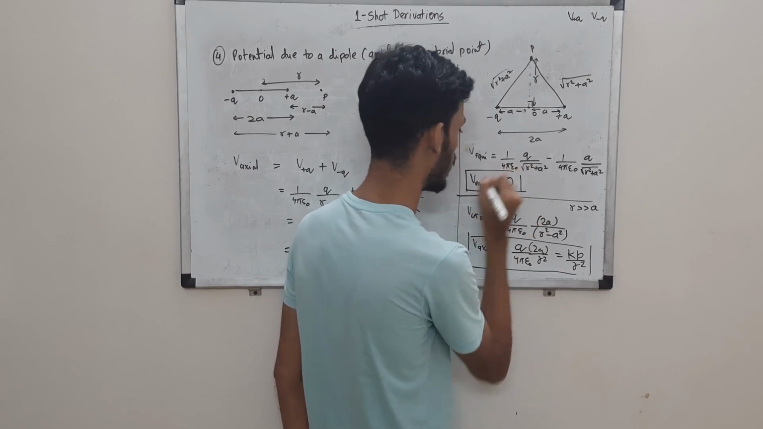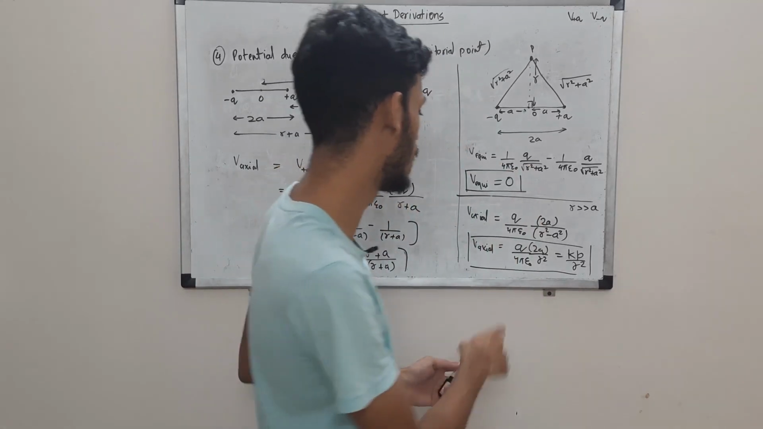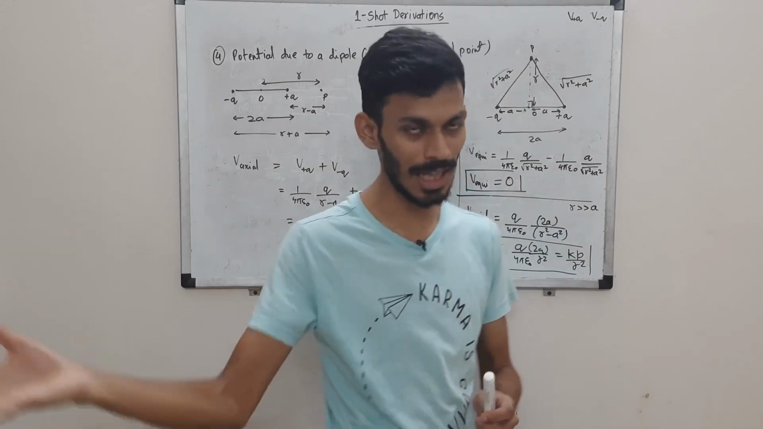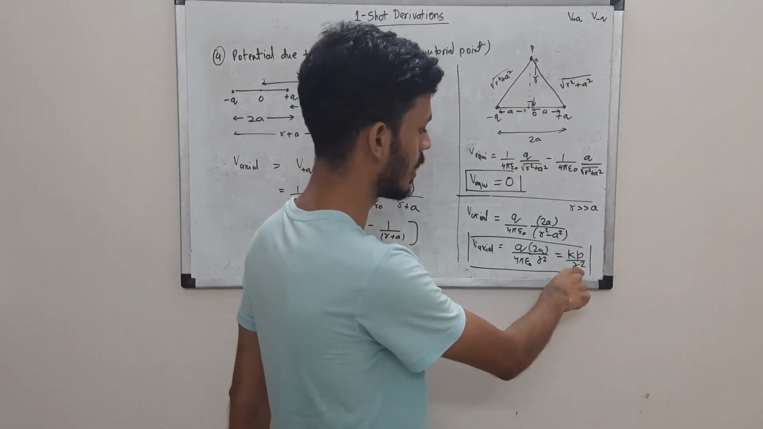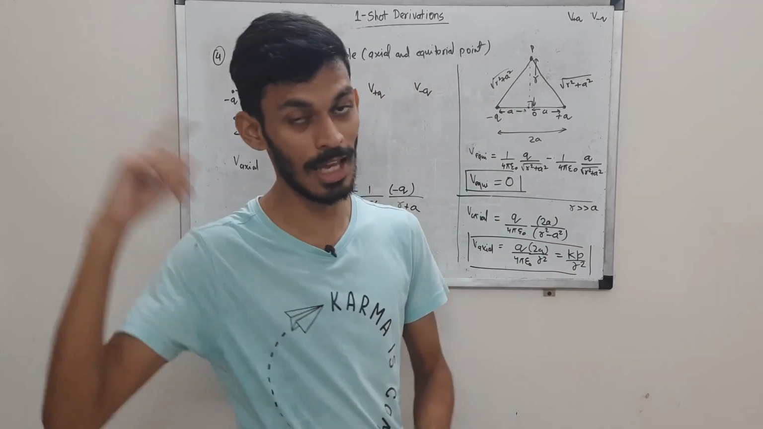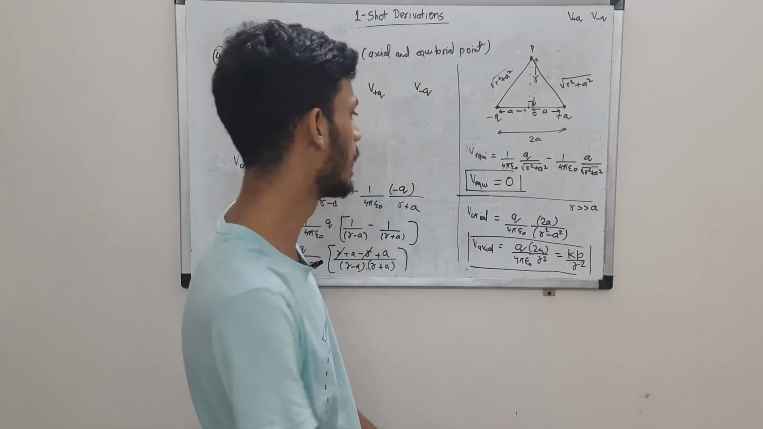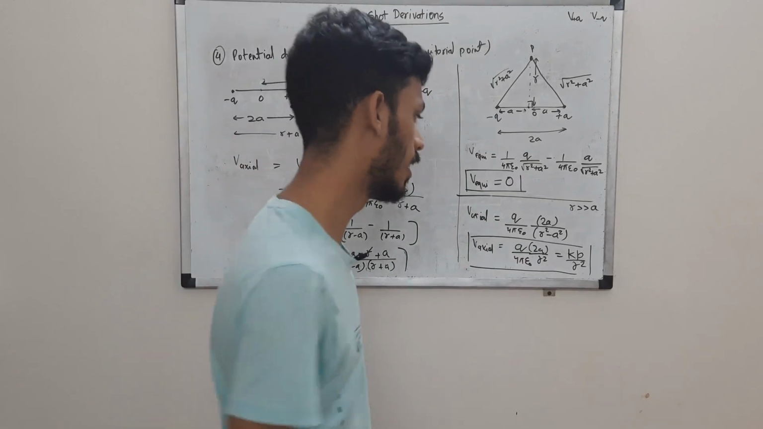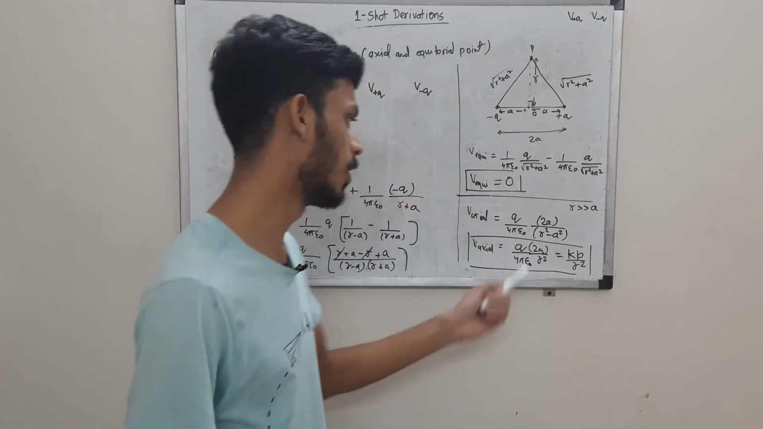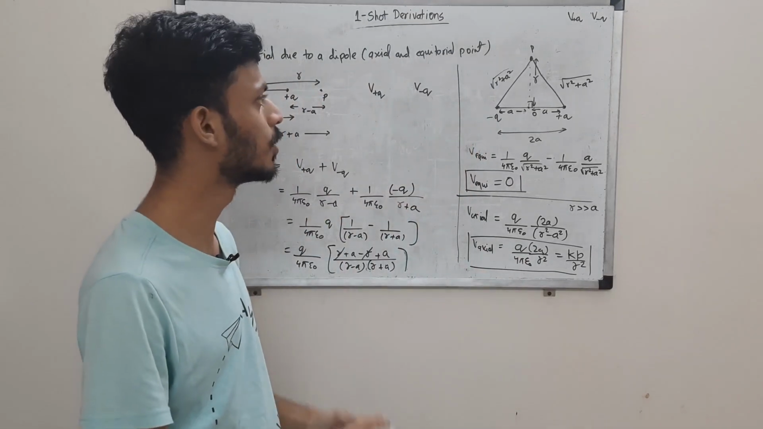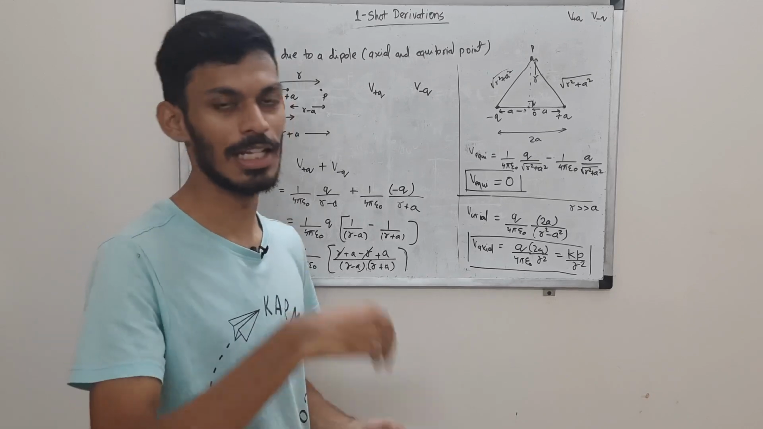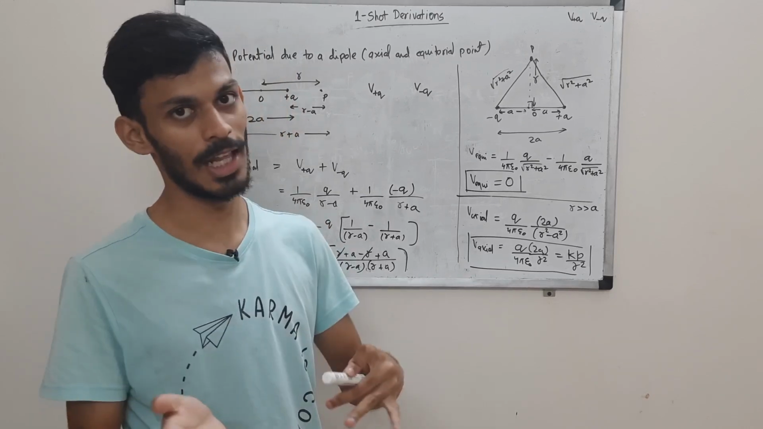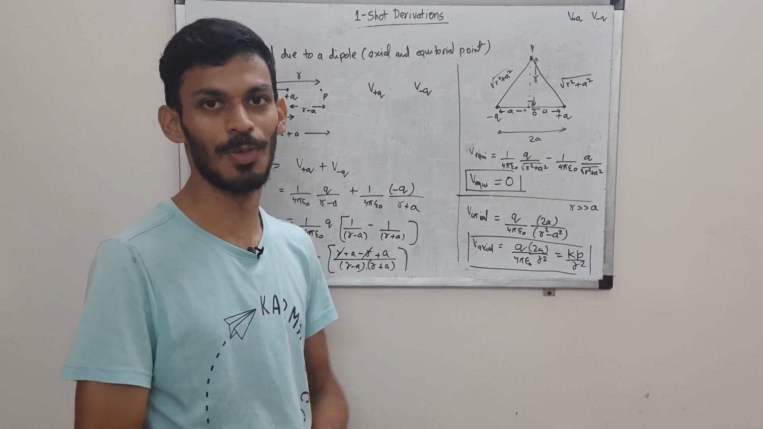This is the major difference that you can see. Another difference compared to electric field is that it is inversely proportional to r square. There we had r cube. So at the equatorial point it is 0, at the axial point it is kp by r square, or you can remember it that way. So that's about the potential due to a dipole at equatorial and axial points. So let's move to the next one now.